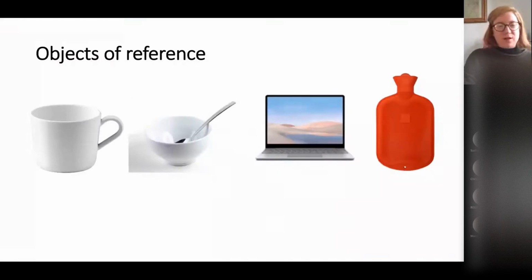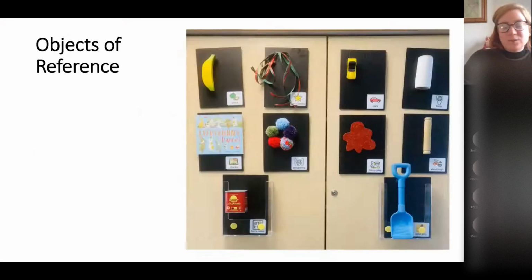Okay, so objects of reference. So those are some of my objects of reference that I use to tell you about what I did this morning. And I'm just going to show you some other objects of reference. So here's a school that have almost a contents page of the different objects of reference that they use in school. So there's a plastic banana for snack. There's a ribbon, and I think it says creativity. So that might be for art and craft.